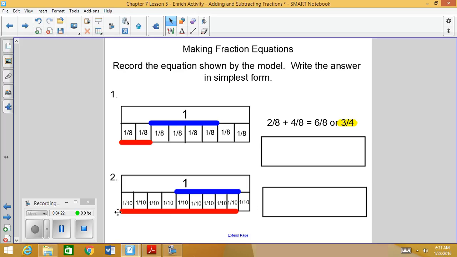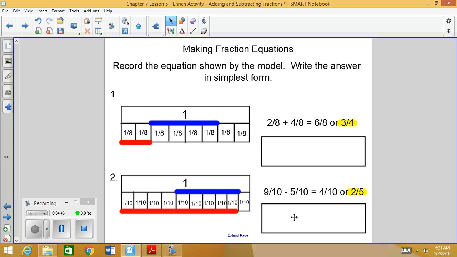The distance of my red line shows 9/10. The distance of my blue line shows 5/10. What is actually happening here, boys and girls, is we are going to be taking away or subtracting 5/10 from the distance of 9/10. So our equation, boys and girls, is going to look like this. Our fraction equation will show 9/10 minus 5/10 to equal 4/10. Our denominator always stays the same when we're adding and subtracting like fractions.